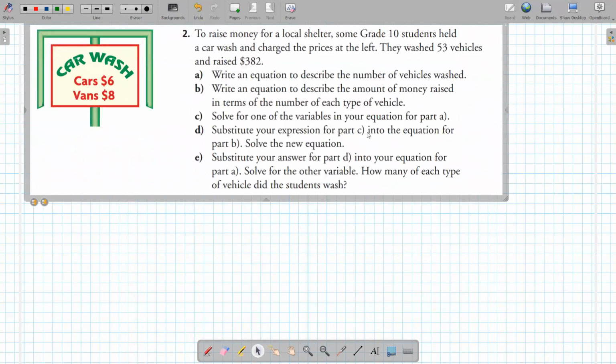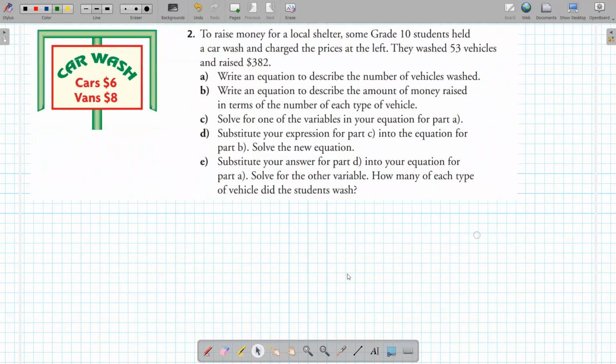This one's a long question. So you can wash two types of vehicles. You can wash cars, which is going to be our x. You can wash vans, which is going to be our y. Look at the numbers they've given us. They've given us 53, 382, 6, and 8. What are the two equations? x plus y equals 53. That's the answer to part A, the number of vehicles washed.